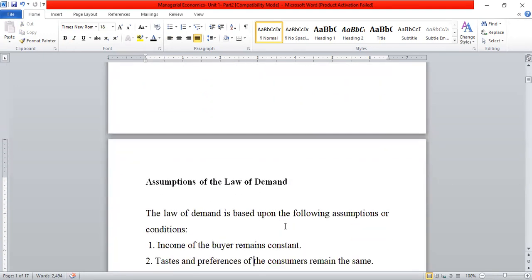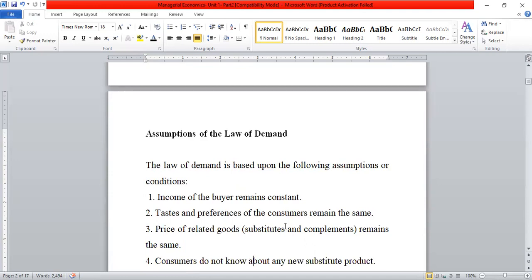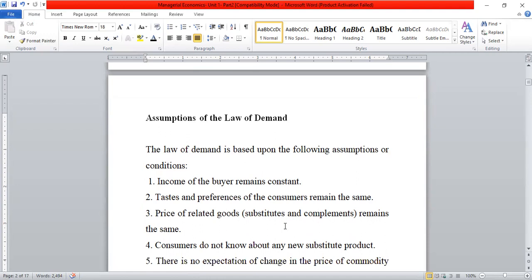Next, assumptions. There are certain assumptions which relate to the law of demand. First, the income of the buyer remains constant. Then the taste and preferences of the consumers remain the same. Then the price of related commodities, meaning substitute products or complementary products, remains the same.